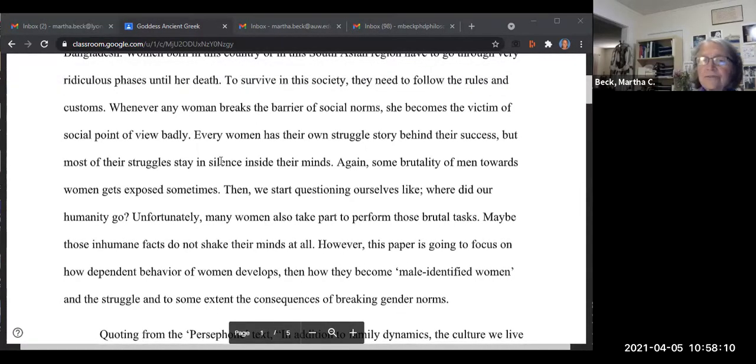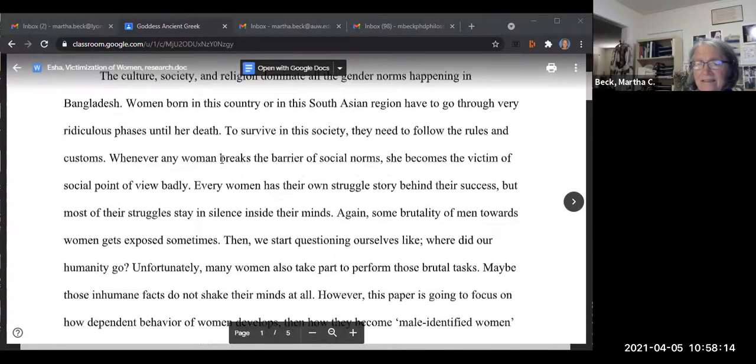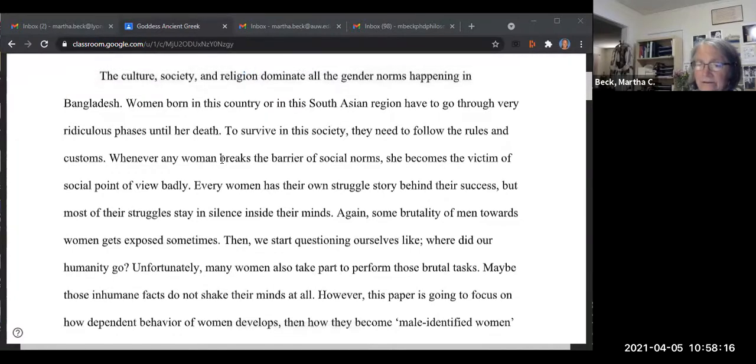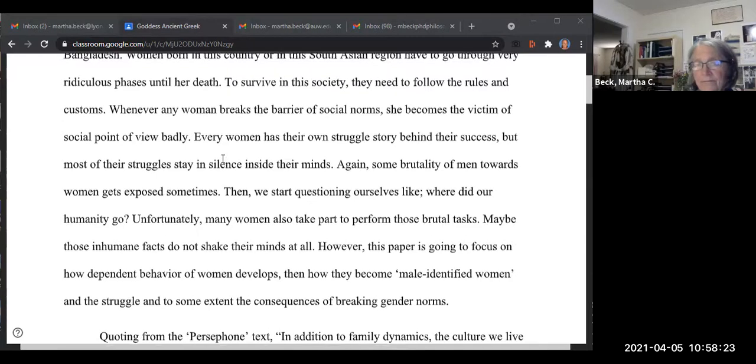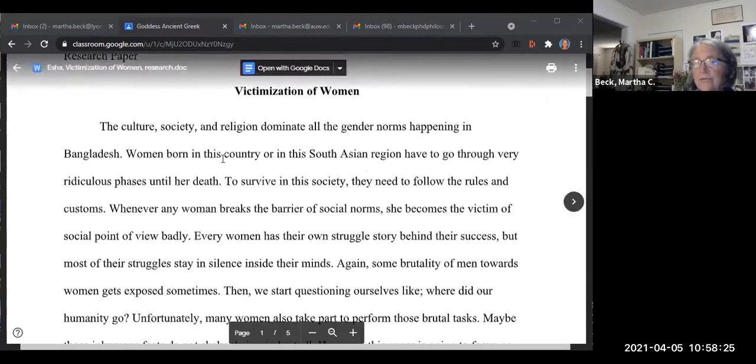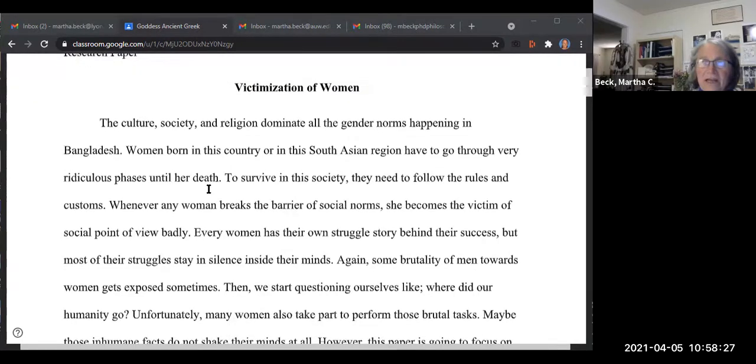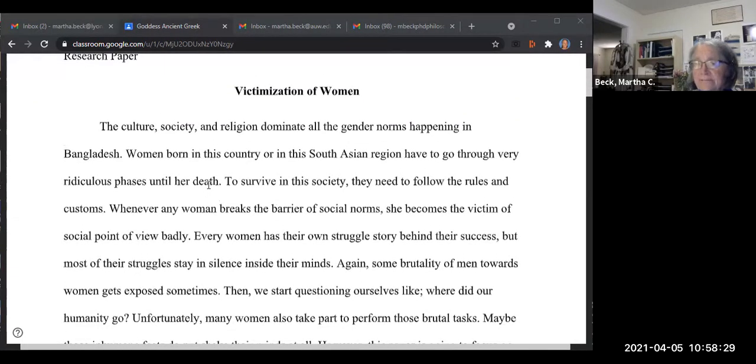Okay, so I hope you understand that this is not clear, right? It needs to be a lot clearer. So, male domination is the prevailing norm in Southeast Asia.